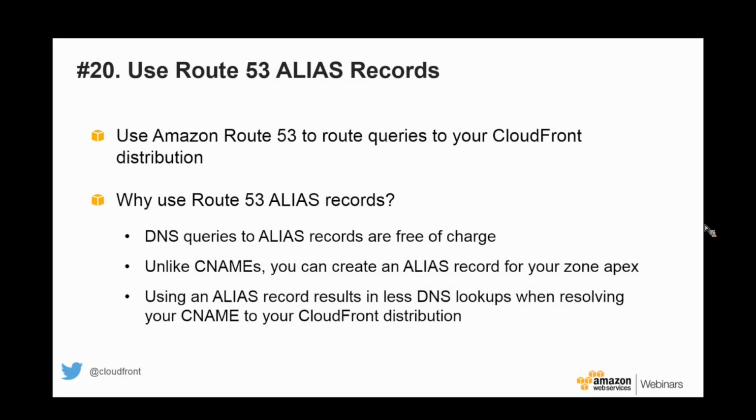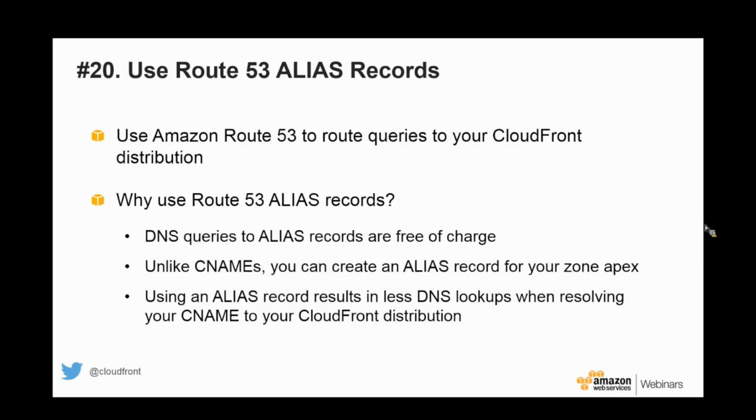So with Route 53, the way the ALIAS records work, if you're not familiar with Route 53 ALIAS records, they're very similar to CNAMEs, but the three distinctions are DNS queries to ALIAS records are free of charge, so that's where the cost optimization comes in. And then unlike CNAMEs, you can create an ALIAS record for your zone apex.